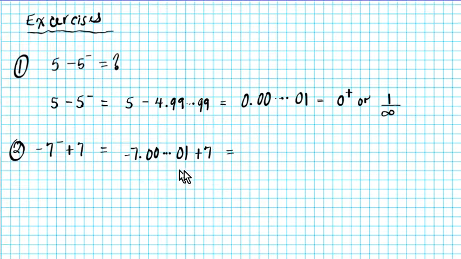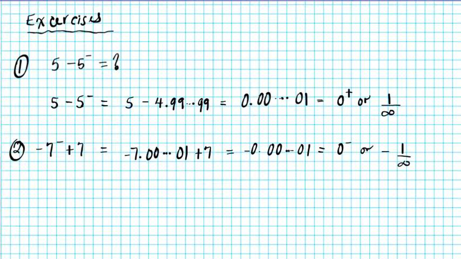Okay? So you're subtracting here. The signs are different. You subtract and keep the sign of the bigger, so our result will be negative. So when you subtract these, the 7s cancel out, so you have -0.00, an infinite number of zeros, 0, 1. This can be written as 0 from the left. That's the infinitesimal representation of this, or -1 over infinity.